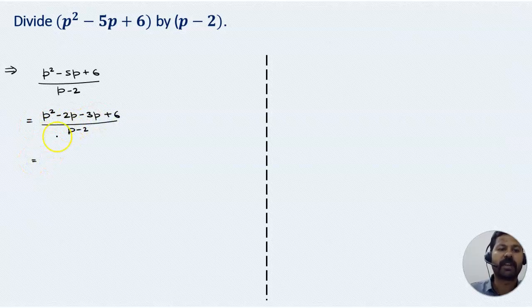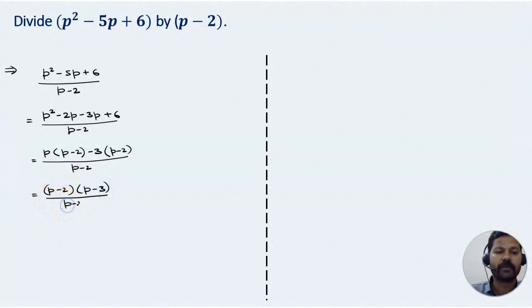Simplifying it further, if I take p common from the first two terms, we're left with p minus 2. If we take minus 3 common from the last two terms, again we'll get p minus 2. So now p minus 2 is common. Taking p minus 2 common, we are left with p minus 3 upon p minus 2. As we can see here, in numerator and denominator we have a common factor of p minus 2. Cancel it. So the result is going to be p minus 3.